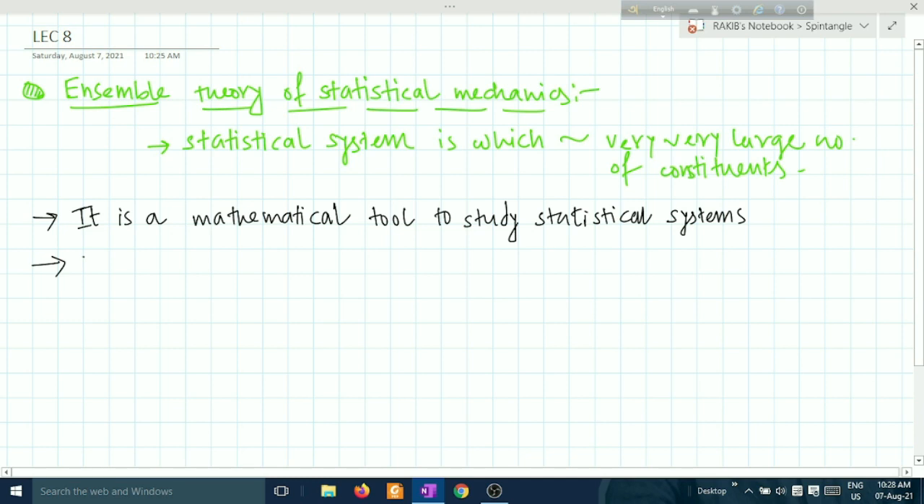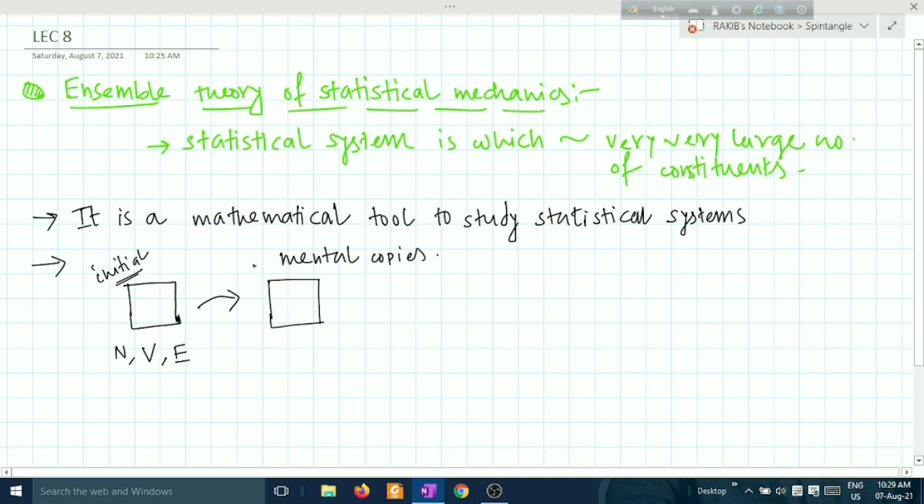What do we use in case of an ensemble? First of all, in case of an ensemble we use a system. Say this is a system. This system has a number of particles, N is the number of particles. The system has a certain volume, and a certain energy. And then we make its copy. These are called mental copies. This is the initial system, and this second one is the mental copy of the initial system. That means it has to contain N particles, maintain a volume V, and its energy is E.